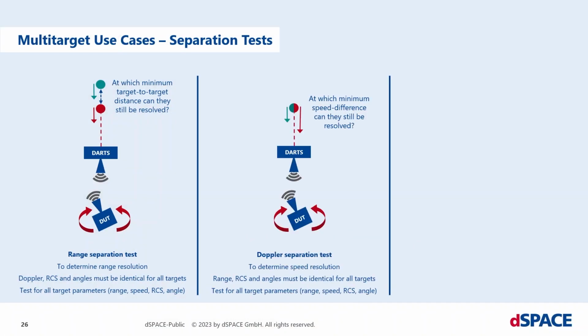Next is the Doppler separation test. This is basically the same as the range separation test, only this time we keep the ranges the same and only change the speed of the simulated target to determine the speed resolution.